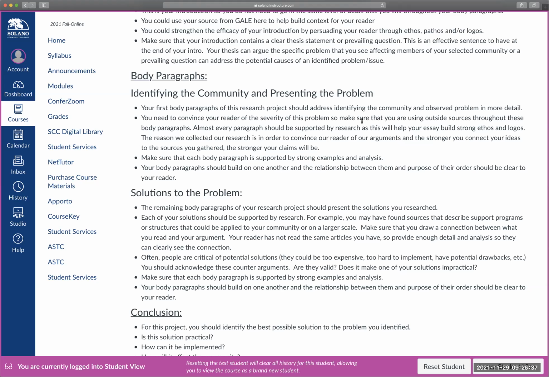Right? And your body paragraphs should build on one another, and the relationships between them should be pretty clear to your reader. So you should be able to see that, maybe if I established one of the problems this community faces, then maybe I could say this problem is made worse by another issue. Then maybe there's a cause and effect relationship between those paragraphs, and here's why this one comes first, this one comes second.